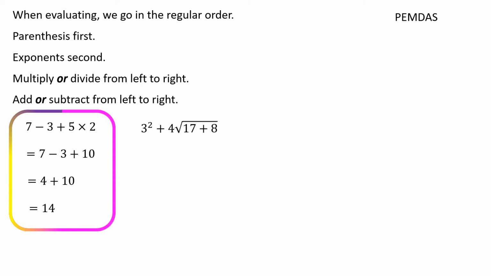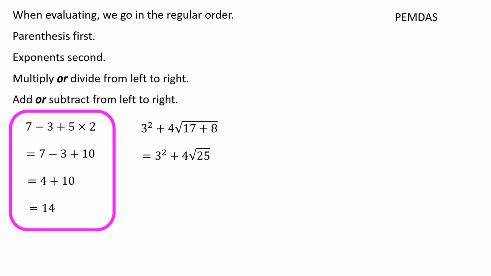Hey, here comes another example. Oh, a little bit more going on here. Remember, we have to do inside the parentheses first. Yes, there is a set of parentheses here. Remember that square root symbol is one of our grouping symbols. It acts like a set of parentheses. So I must do inside the parentheses first. In other words, inside that square root symbol first. So 17 plus 8 is 25.